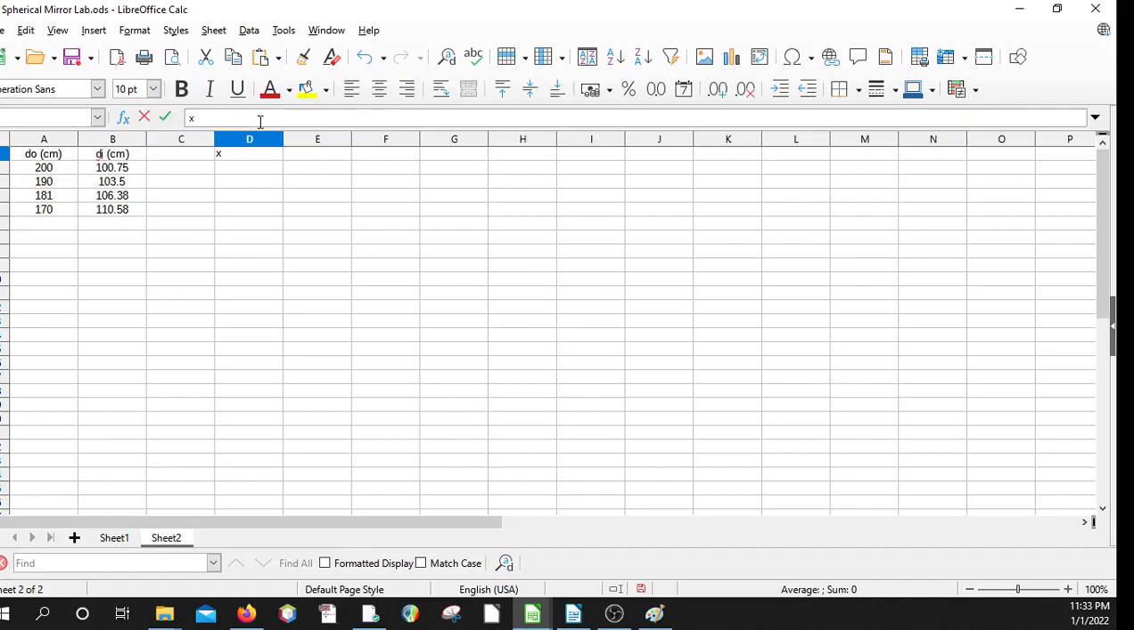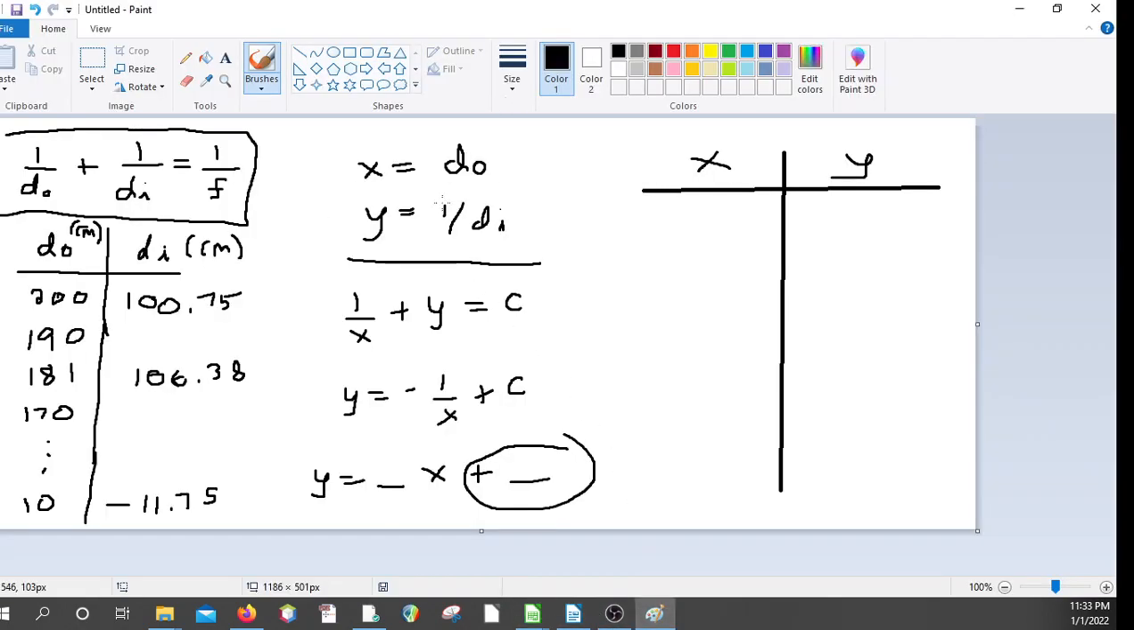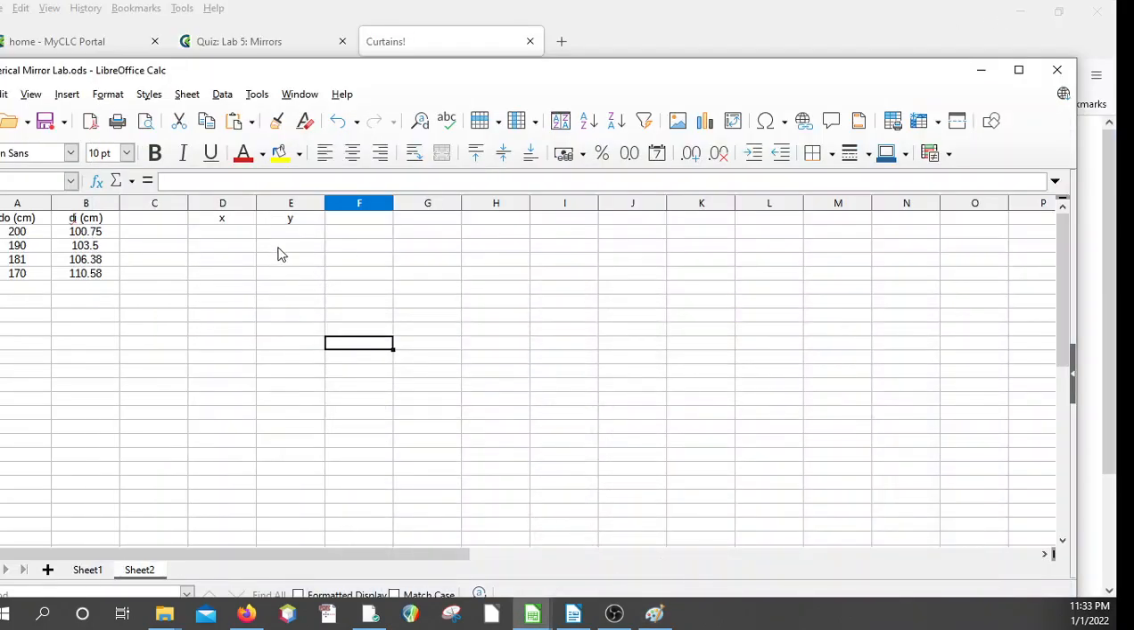And then we're going to make a new table of x and y. Now, let's say I screwed up, and I'm going to use the same substitutions as before. So x is equal to DO. So what I would do is say x equals DO, and just drag this down. And then y was 1 over DI. So if I do 1 over DI, I get that.